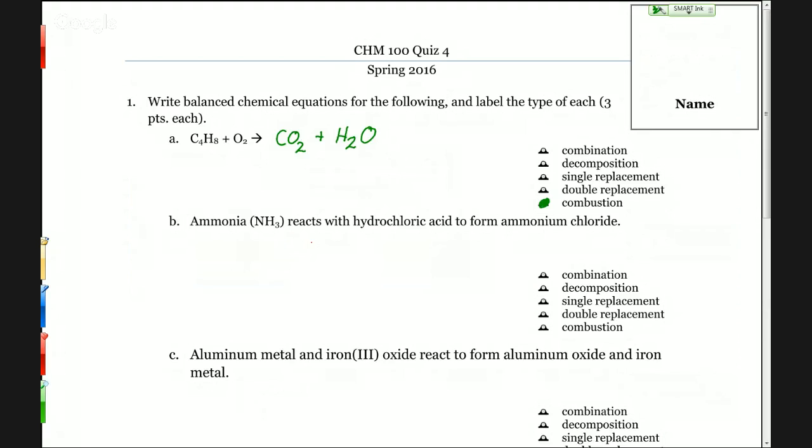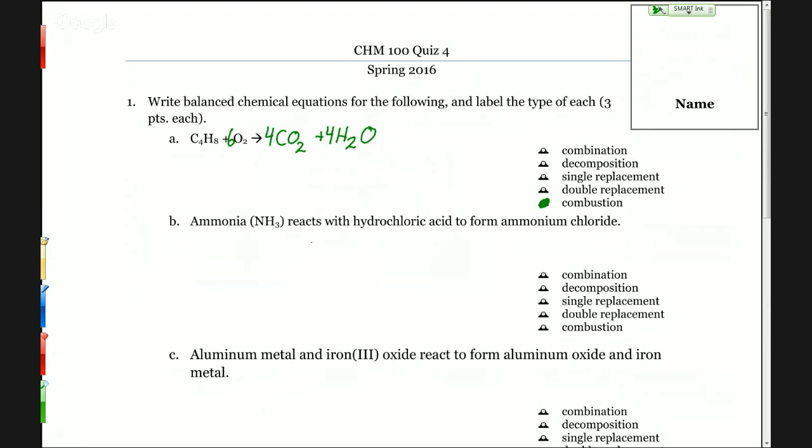So that means four here, four there, and that's 12 oxygen, so 6 here. All right.